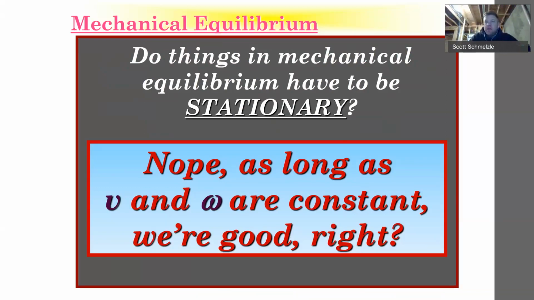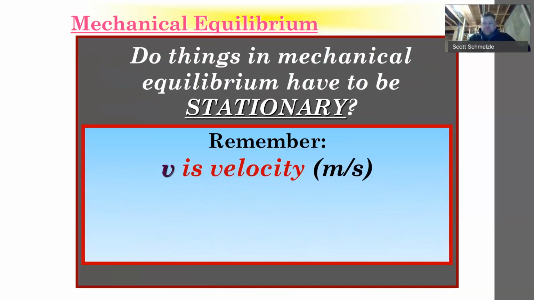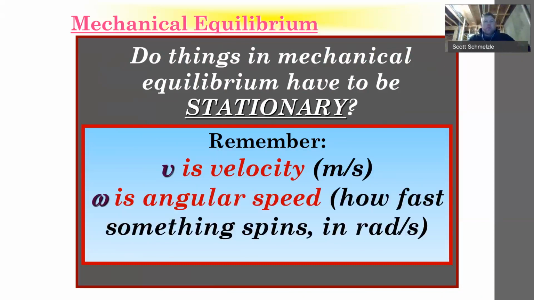You can also look at spinning. If we're spinning at the same rate, left and right, or left and forward, or right and forward, whichever way you want to go, then yes, we are stationary there as well. Now, a couple key points. V is our velocity in meters per second. That omega, that fancy W, is angular speed. It's how fast something spins, in radians per second. We've gone through a couple days' worth of trying to convert revolutions per minute into radians per second. So that becomes something big for us to remember.